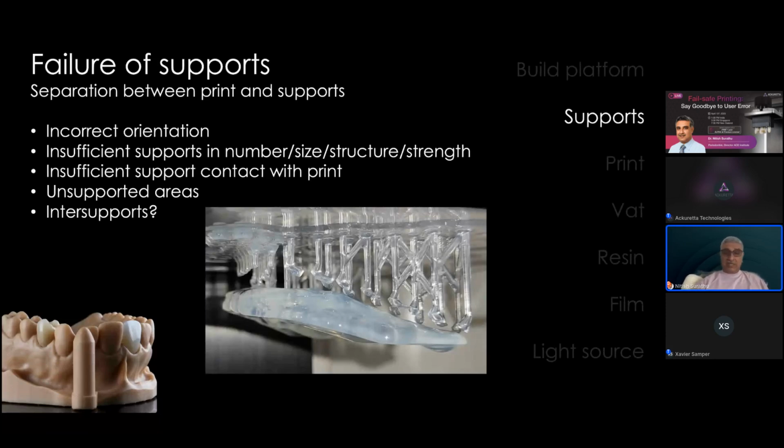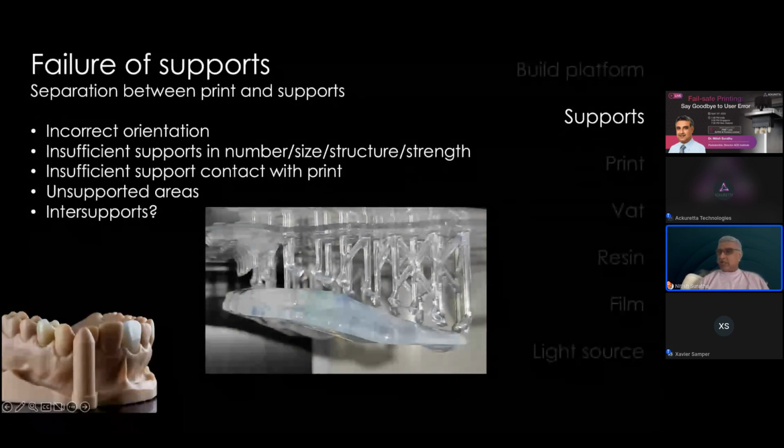It can have to do with light exposure. It can have to do with all kinds of possibilities. But most commonly, this has to do with incorrect orientation. It can also have to do with insufficient supports in number, size, structure, or strength, especially if you are manually defining supports and you don't know how to do that correctly.